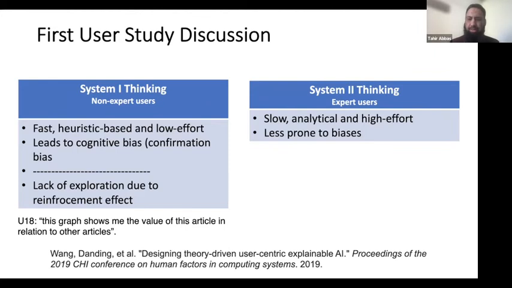For instance, confirmation bias is a kind of bias where people try to confirm their existing notions or beliefs by selectively looking at particular information or knowledge. So that's why it leads to more errors.